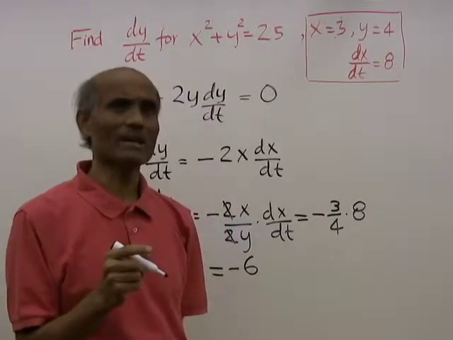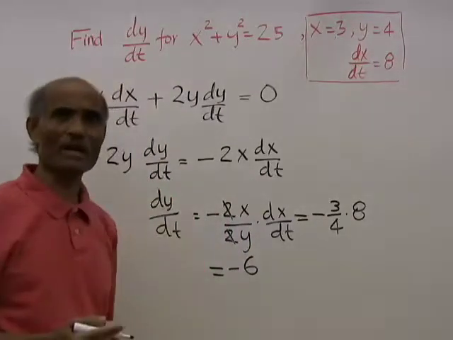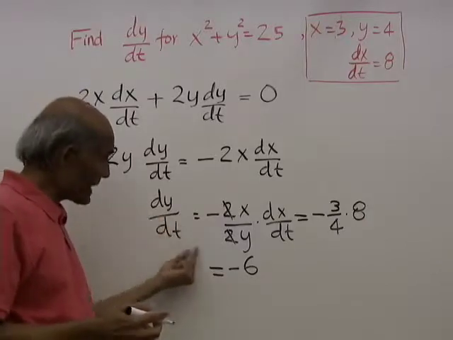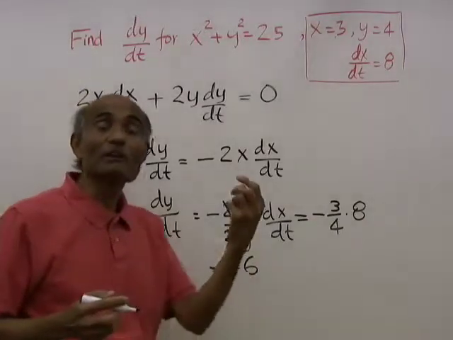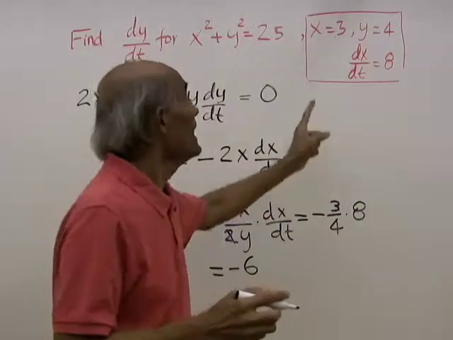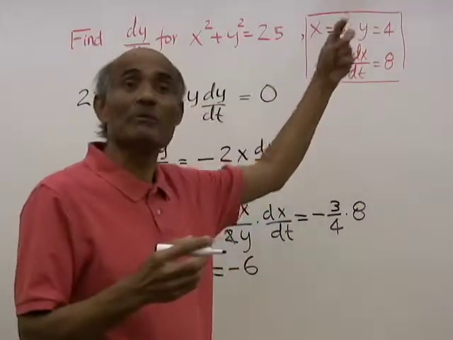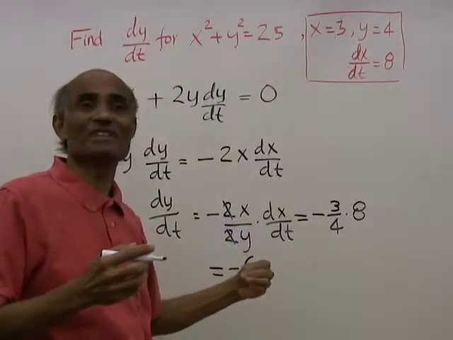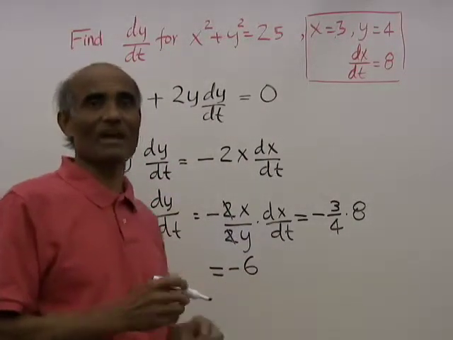What does that mean? What is the physical meaning of that? When you say dy by dt equal to negative 6, it means y is decreasing with time. When x is increasing with time, y is decreasing with time. That's the meaning in there.